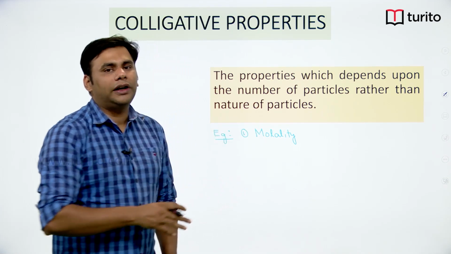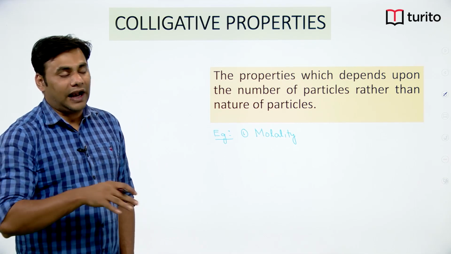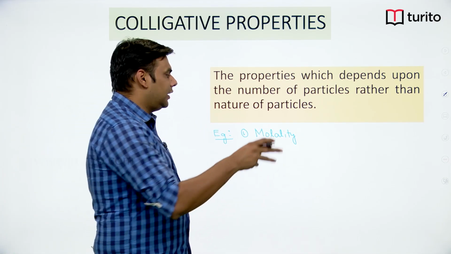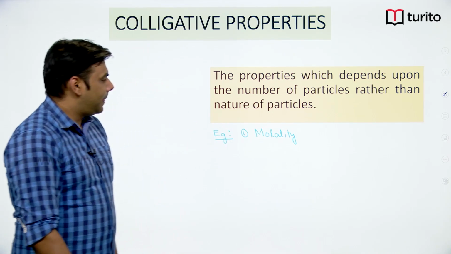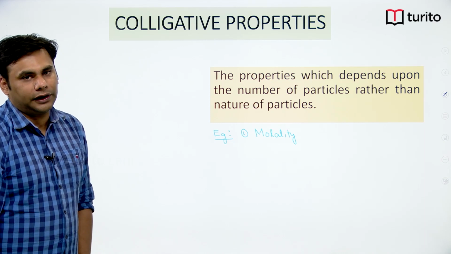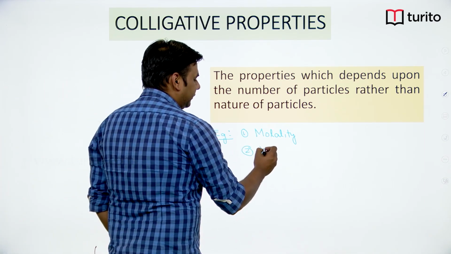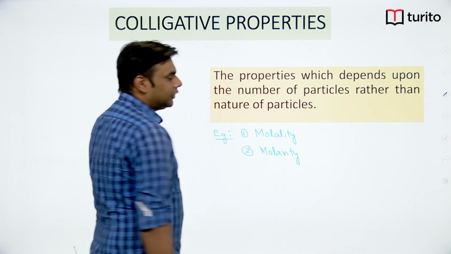So this is one property which is directly dependent on the number of particles, rather than the nature of particles. If we are increasing the number of particles and the property is increasing, then we say that it is a colligative property. Second, we can say, is molarity or the concentration term. This is also the number of moles of solute upon volume of solution in liters.